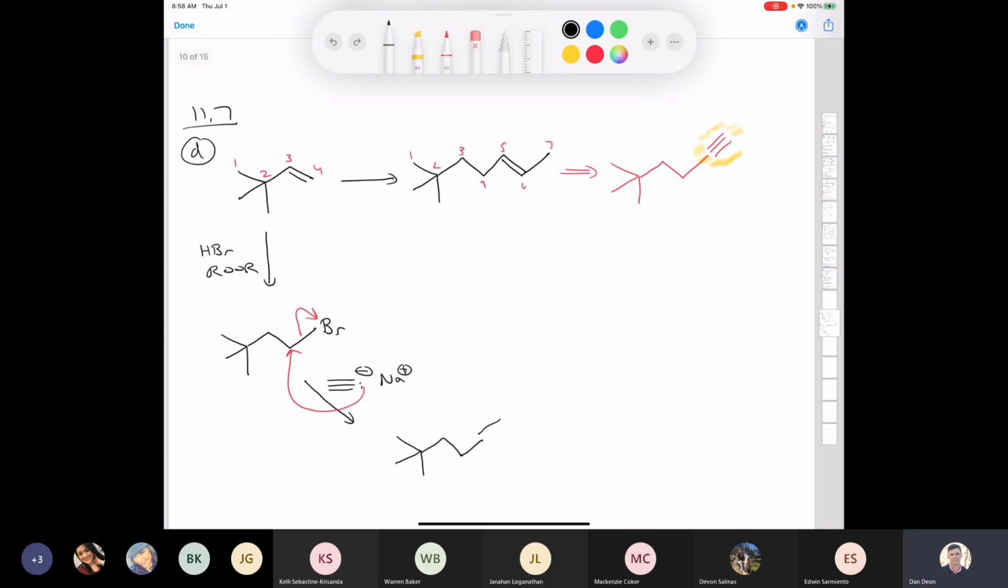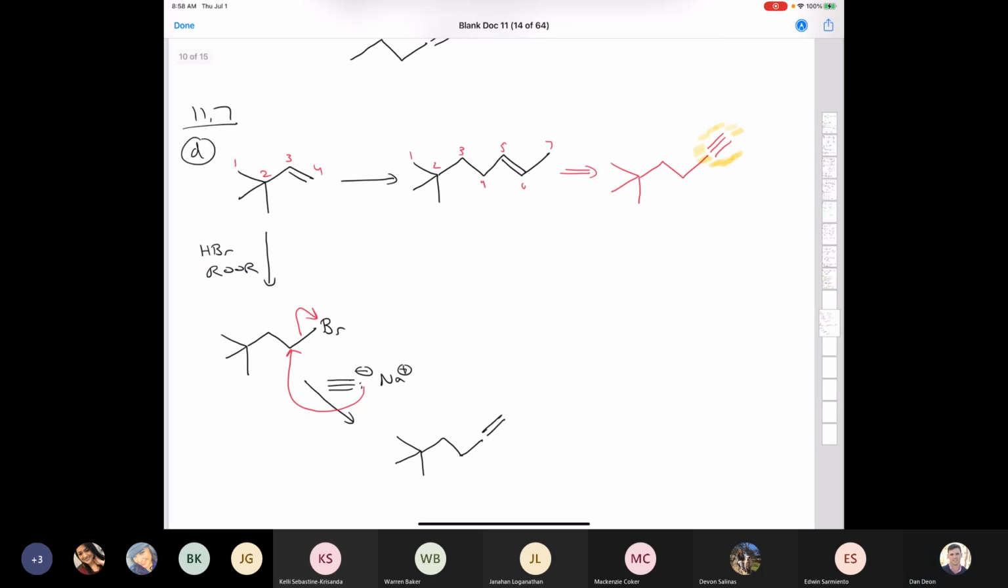Son of a gun. I find triple bonds are hard to draw on the iPad. Come on. There we go. I always have to twist it.